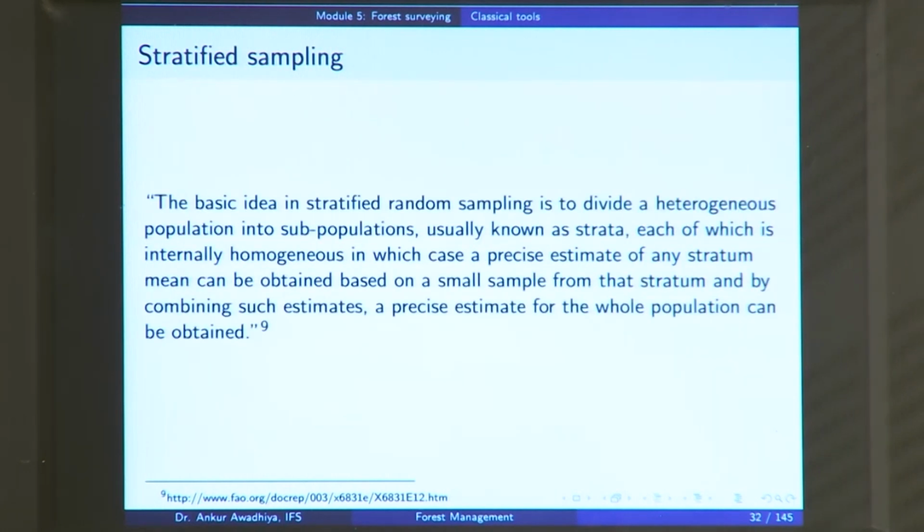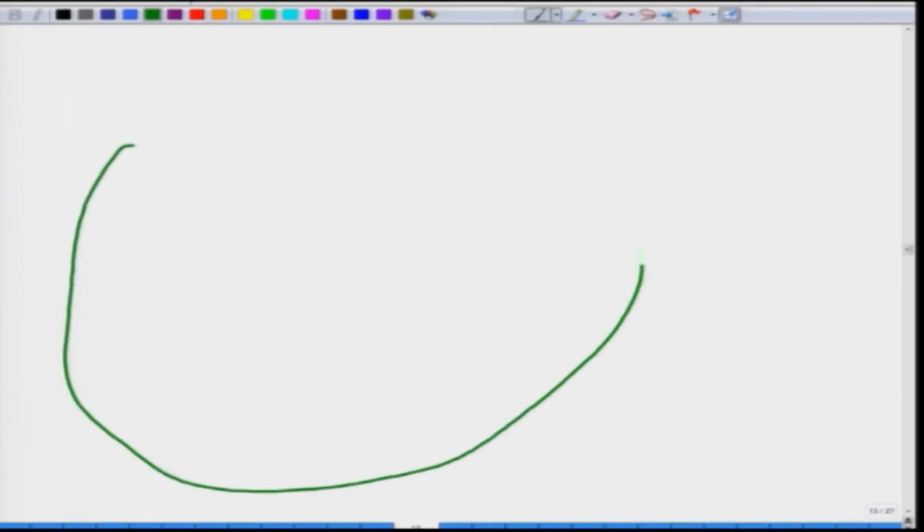Next, you can make use of stratified sampling. The basic idea in stratified random sampling is to divide a heterogeneous population into subpopulations known as strata, each of which is internally homogeneous, in which case a precise estimate of any stratum mean can be obtained based on a small sample from that stratum, and by combining such estimates a precise estimate for the whole population can be obtained.